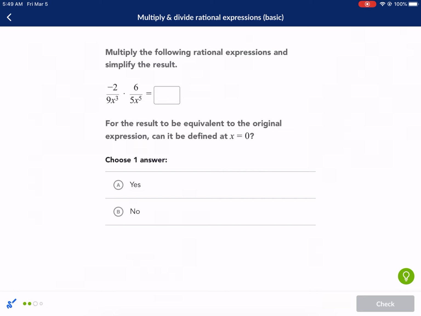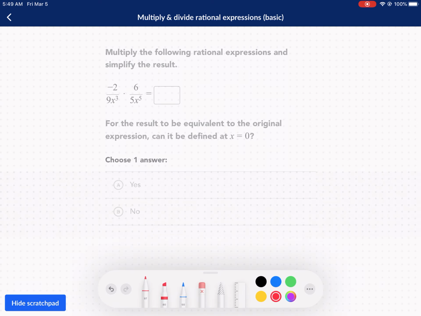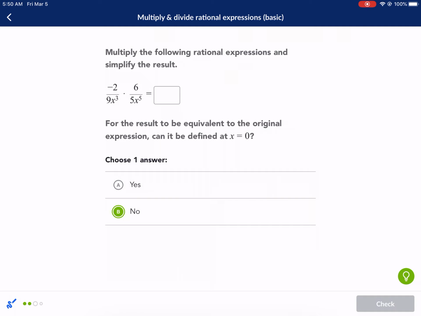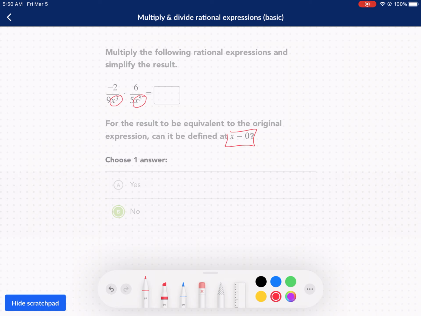Multiply the following rational expression and simplify the result. This time we have straight multiplication. Take a look here. Even before I cancel, maybe you should do this before you cancel. Notice how we have x's in the bottom. So if we multiply them together, okay, this is not division, so we don't need to change anything. That means we can't have x equals 0. So before I go further, I know it's going to be a no because I have x in the denominator. Can't be 0 because that would make the result undefined. Okay, let's see if we can cancel anything.